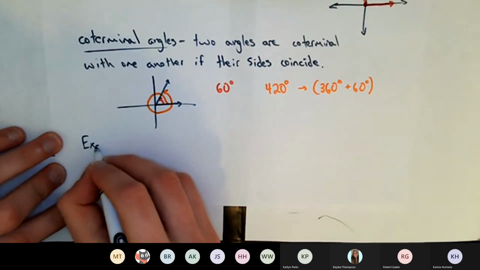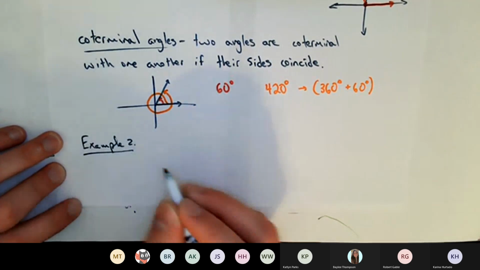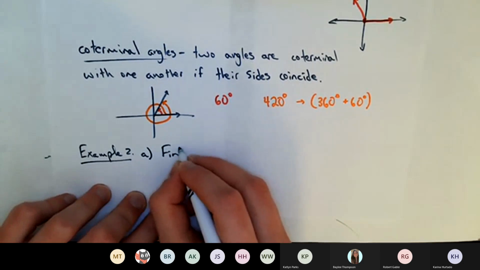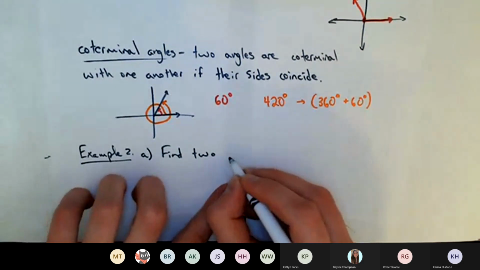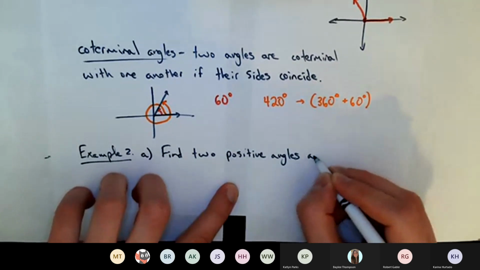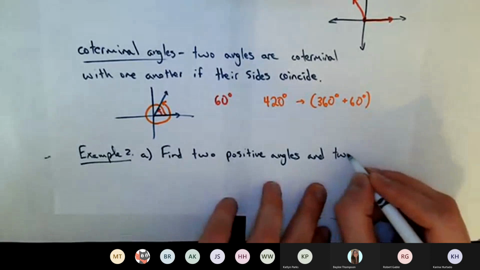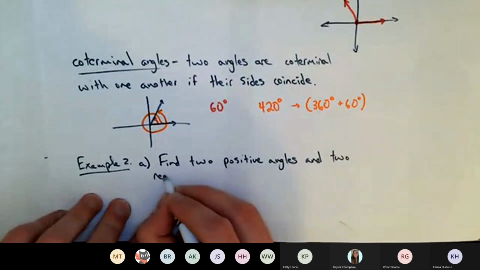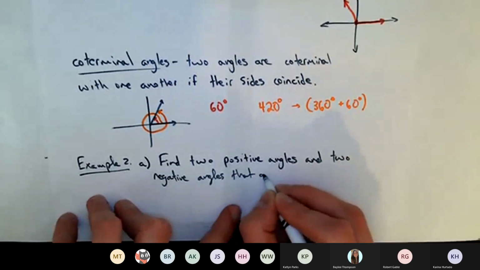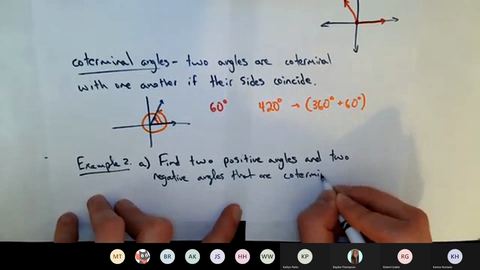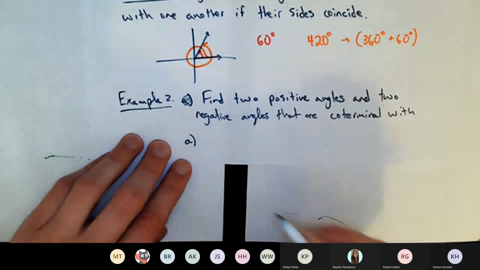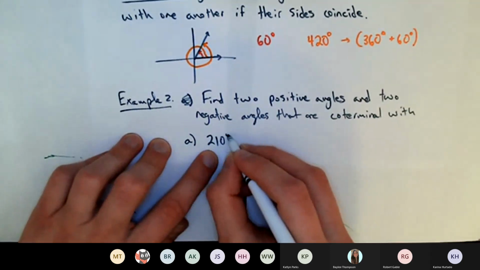Example two. Find two positive angles, this is kind of mimicking the homework problem, you'll see, and two negative angles that are coterminal with, actually, let's make that the instructions for example two, and then here comes part A, with 210 degrees.